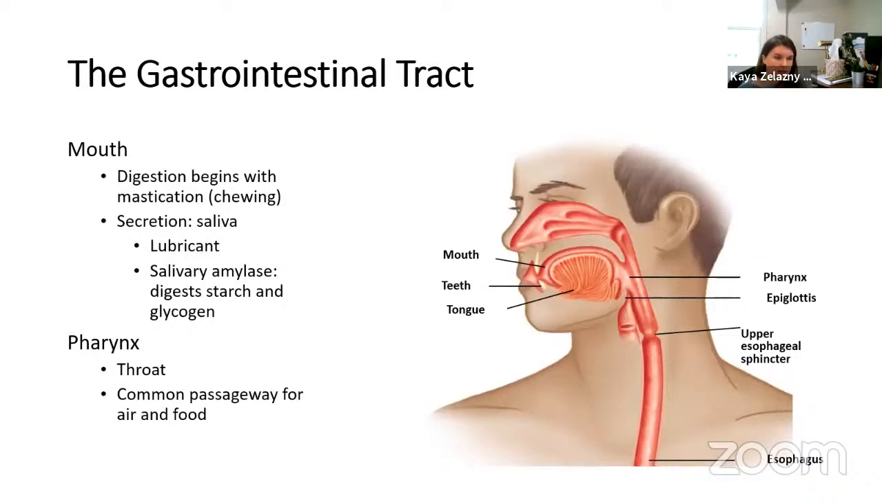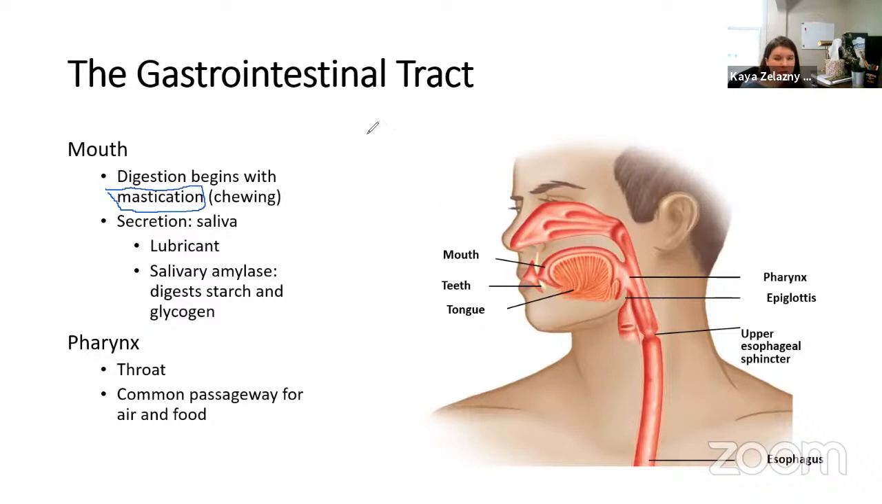Our digestion actually begins in the mouth. So our mouth is responsible for allowing us to eat and swallow food, and that chewing function is actually part of digestion. So that's mechanical digestion, and we give it a special name, mastication. So mastication is just chomping down, chewing. Okay, so that begins in your mouth with your teeth.